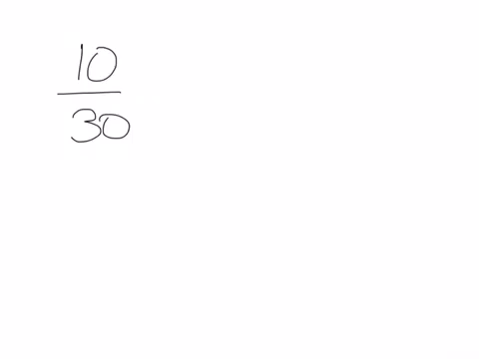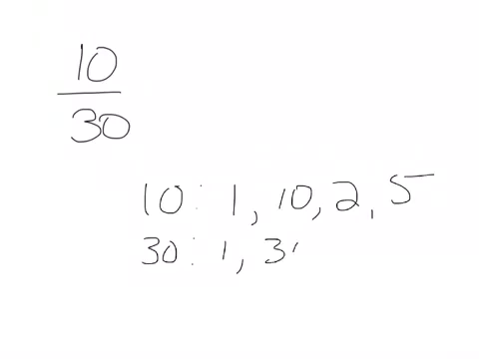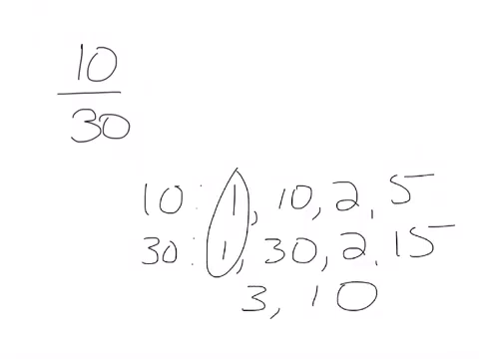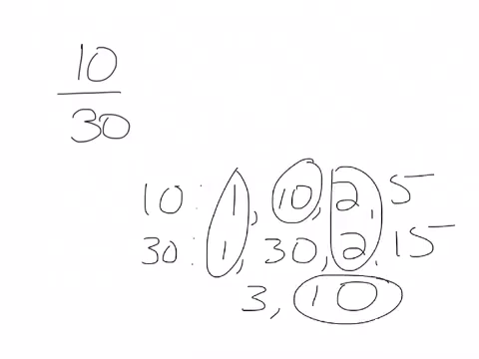Okay, now we're going to use GCF to reduce this fraction, which is 10/30ths. Okay, I'm going to write down the factors of each number. And I see they have 1 in common, they have 2 in common, and then they also have 10 in common. 10 is my GCF. That's my greatest common factor.